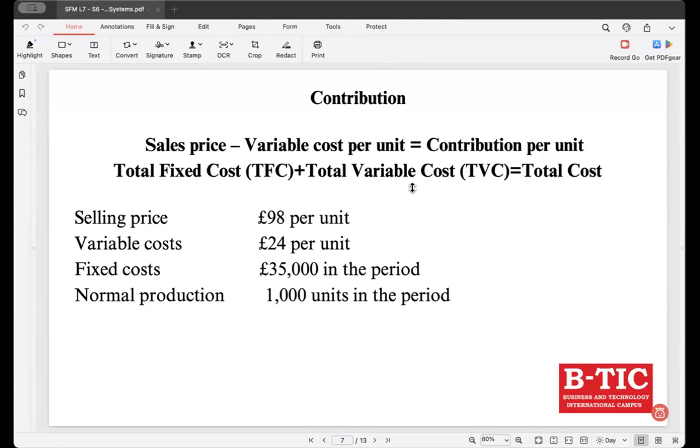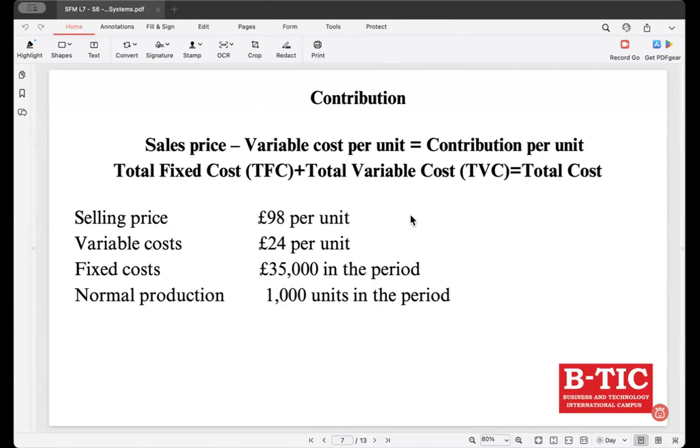All right, time's up. So we have Zira, Kaushi, Nalin. I'm going to give the chance to Zira to answer the first question. Zira, what's the answer for the first question? What is the contribution per unit?